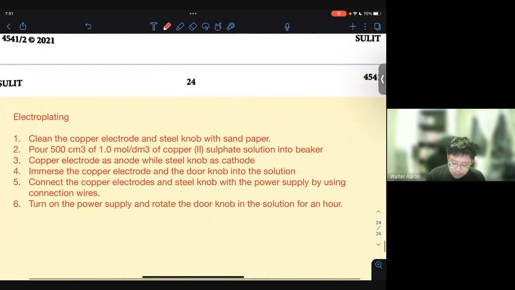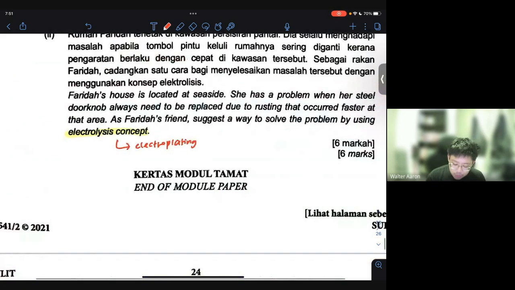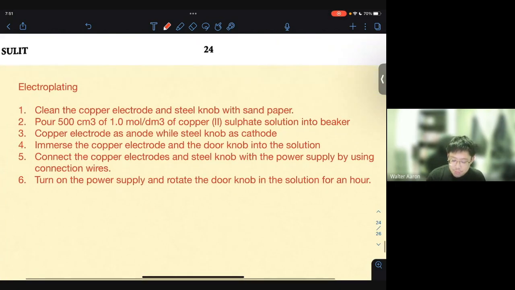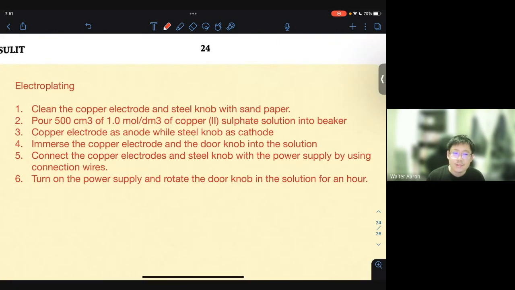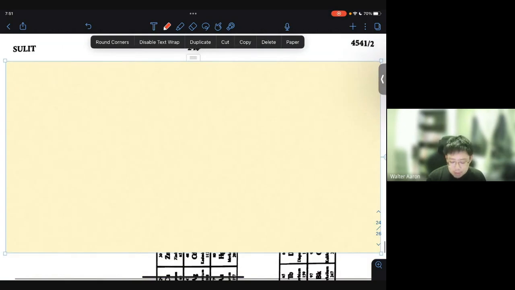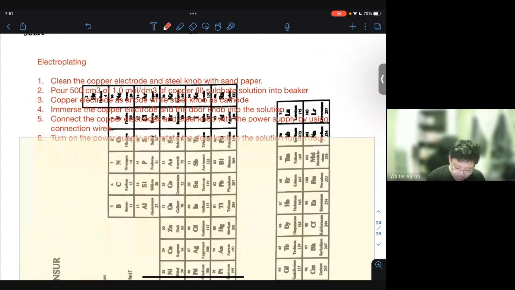So for example, here is a suggested experiment that you can do to electroplate the particular doorknob, because they ask you to suggest a way, right? They didn't say it directly, but this is actually an experimental based question. It's just that you don't have to list down the tabulation of data, the hypothesis and things like that. You just have to write the method, that's it. Okay, so got 6 marks in total over there. So we have to at least have 6 points. So these are technically my 6 points worth of answers.